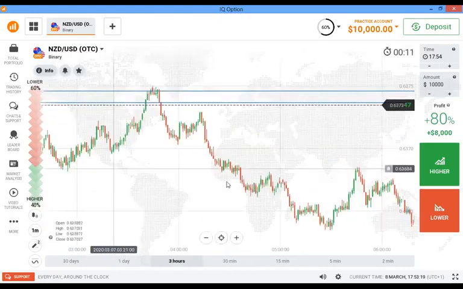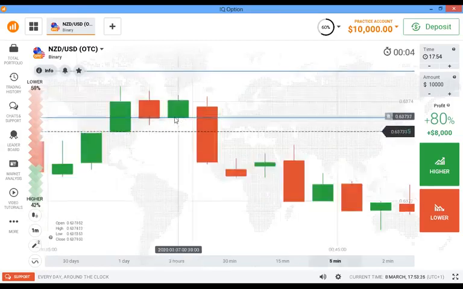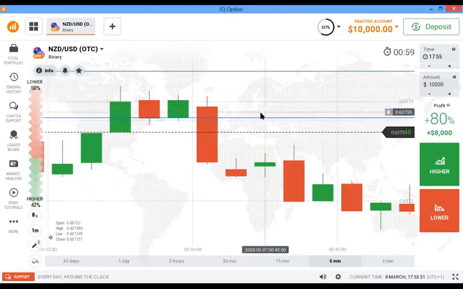Let's check. Doesn't touch the body. Yeah, I've gotten my answer. It touched the body. You can see it touched the body of this bullish candle. So it means that this line I've drawn here is a strong level.